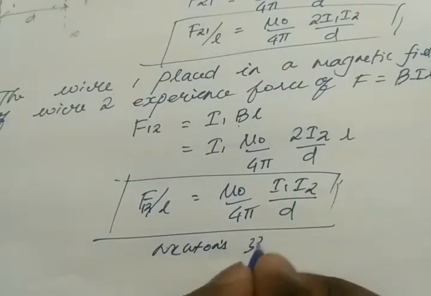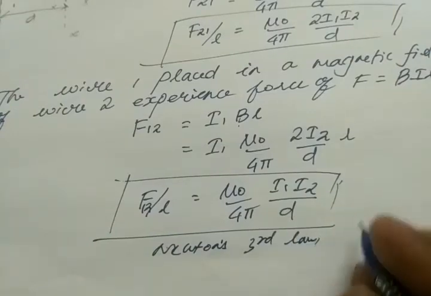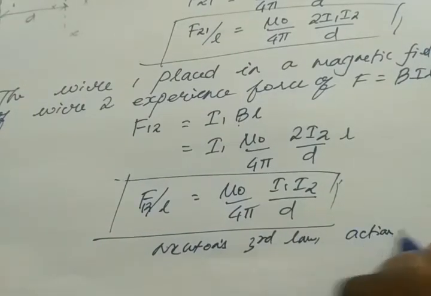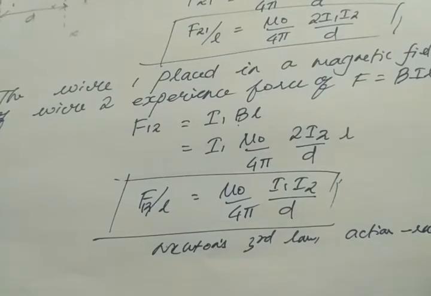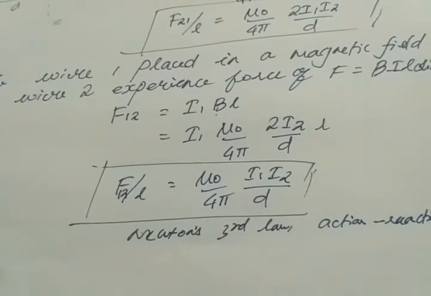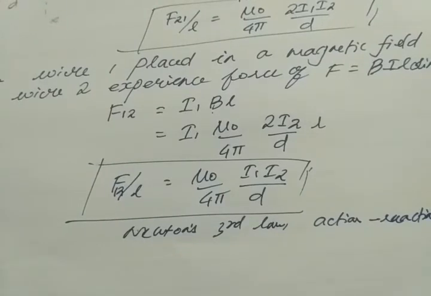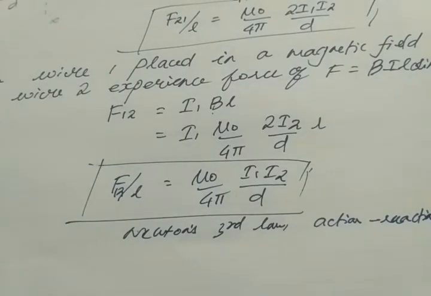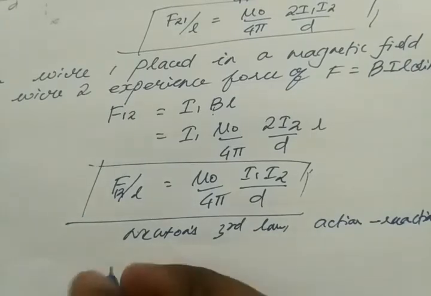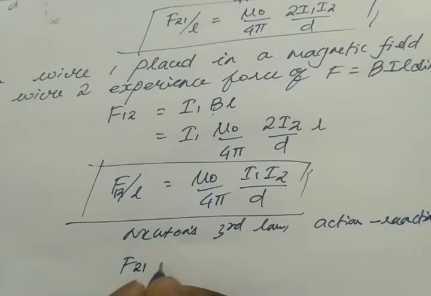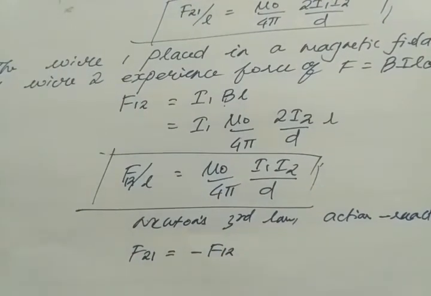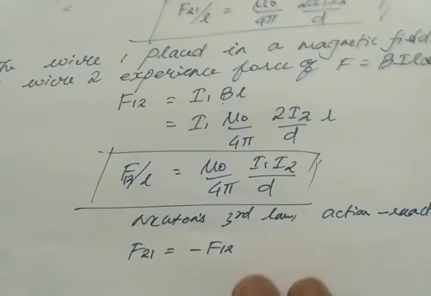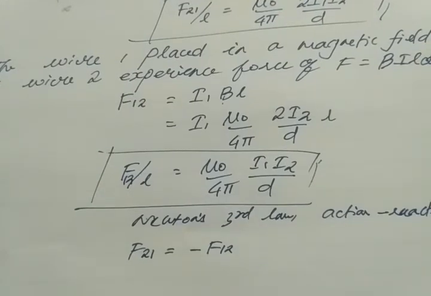Newton's third law. Action reaction pair. What is an action reaction pair? If you throw a ball at the wall, it will produce the same force. Every force has an equal and opposite force. So that is the action reaction force, because F12 equals F21, but in the opposite direction. This is nothing but Newton's third law, so this equation obeys Newton's third law.